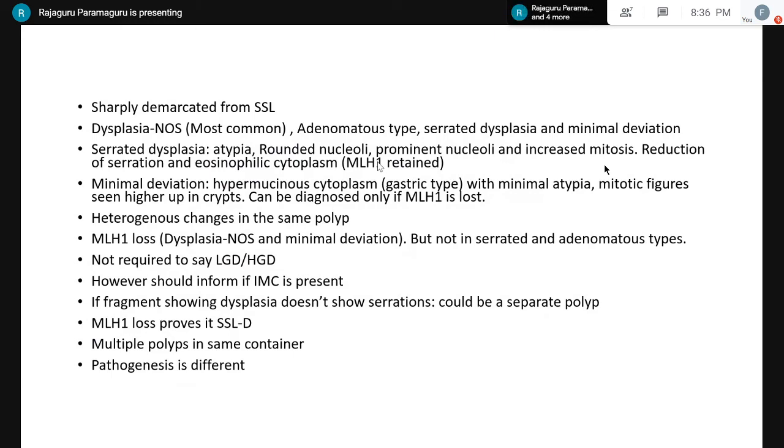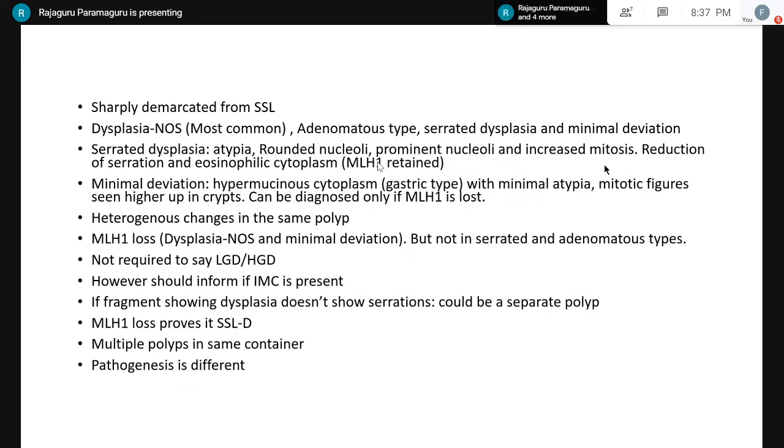The polyp showing dysplasia might show heterogeneous changes, that is, different types of dysplasia can occur in the same polyp, as we had seen in that particular case. MLH1 is lost in the most common type, the dysplasia NOS, and the minimal deviation type. They are not lost in the serrated and adenomatous types.